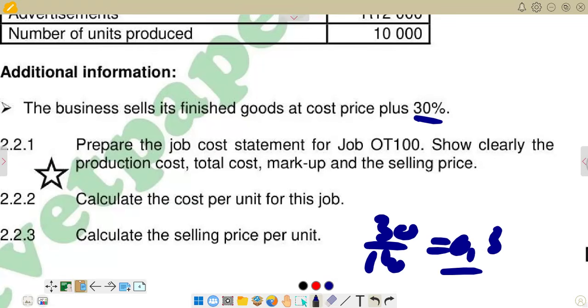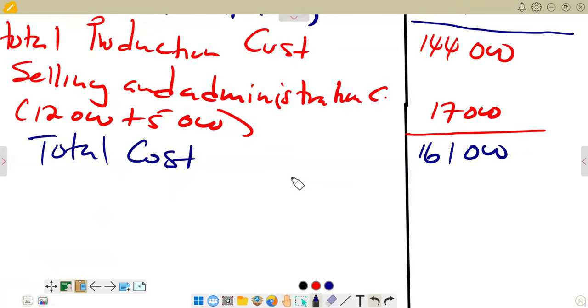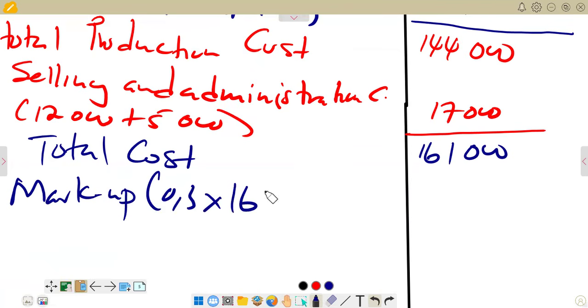So we go there. We are saying the markup is 0.3 multiplied by 161,000, and the answer that we are supposed to get is 48,300.